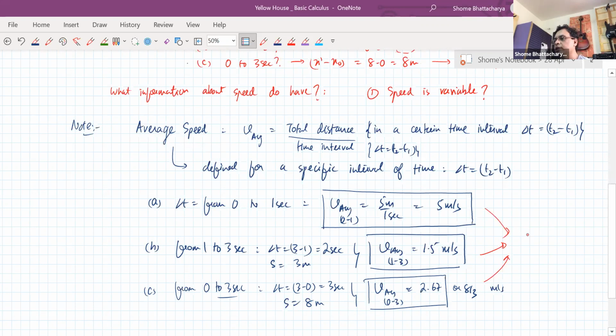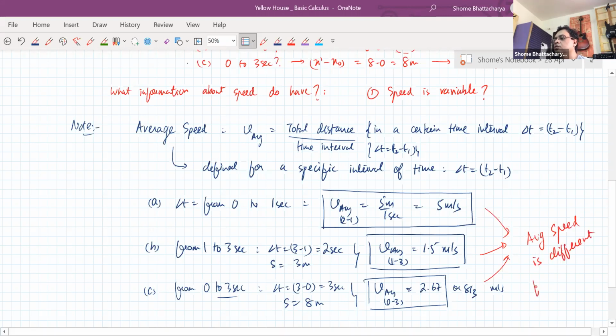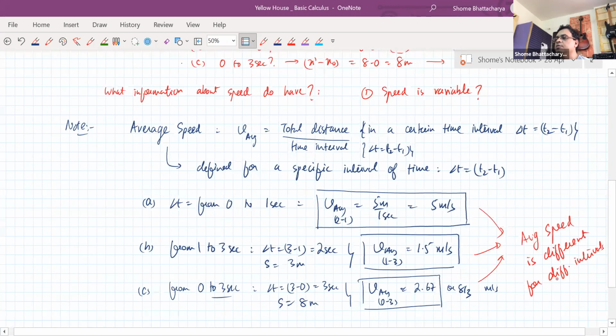So what this is showing, that average speed is different or varies for different intervals. So that itself is a proof or an indication of the fact that the speed is variable. So this statement on its own implies that it is having a variable speed.